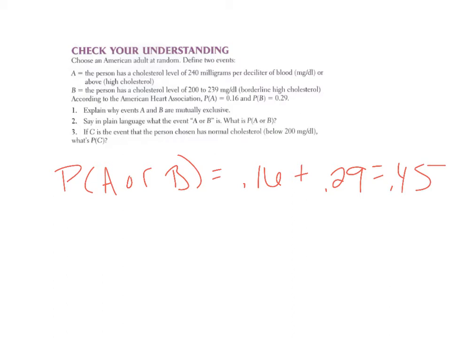So if C is the event that the person chosen has normal cholesterol below 200 milligrams per deciliter, what is the probability of event C? Well, the probability of event C is the probability that they are not A or B. So that would be 1 minus 0.45, or 55%, 0.55.